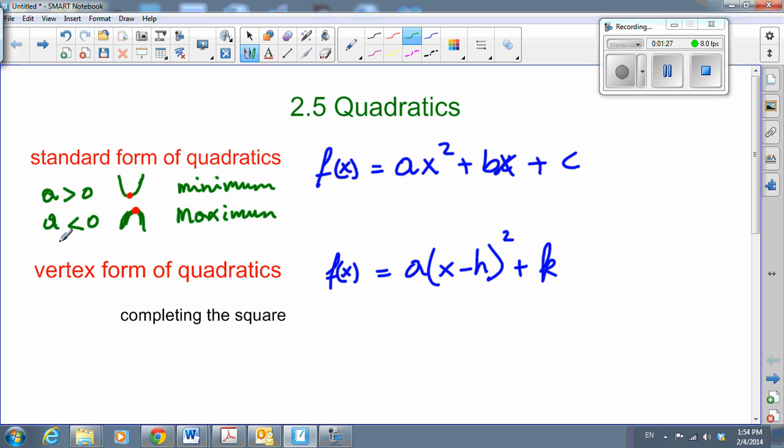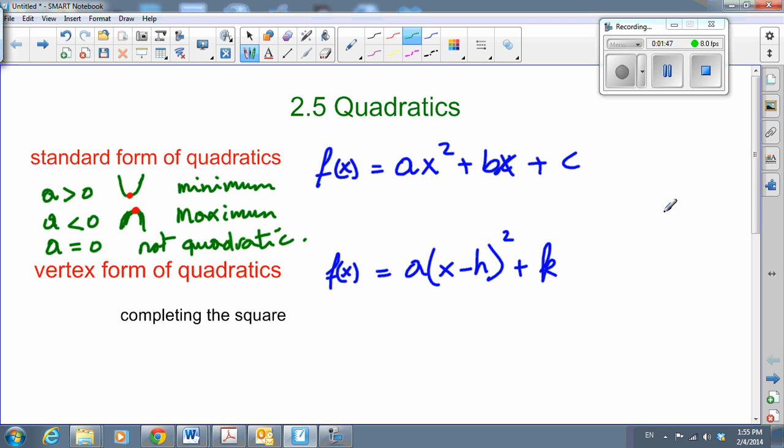And if, on the other hand, a is equal to 0, we have something else. A being 0 is no longer a quadratic, so I will say not quadratic, because once a is 0, we actually have a linear function.